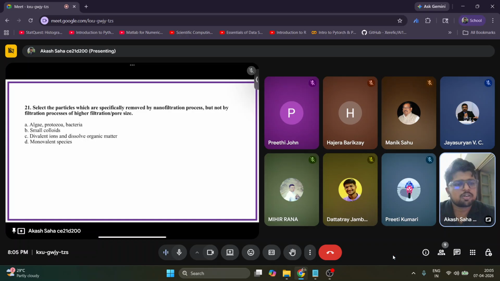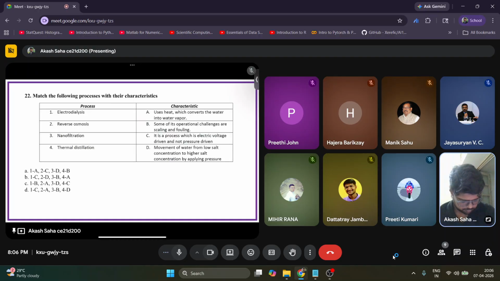Then small colloids can also be removed by ultrafiltration, whereas divalent ions and dissolved organic matter, divalent charge ions, can only be removed by nanofiltration, only in the nanofiltration range, whereas monovalent species are removed by reverse osmosis. So the correct answer is option C.